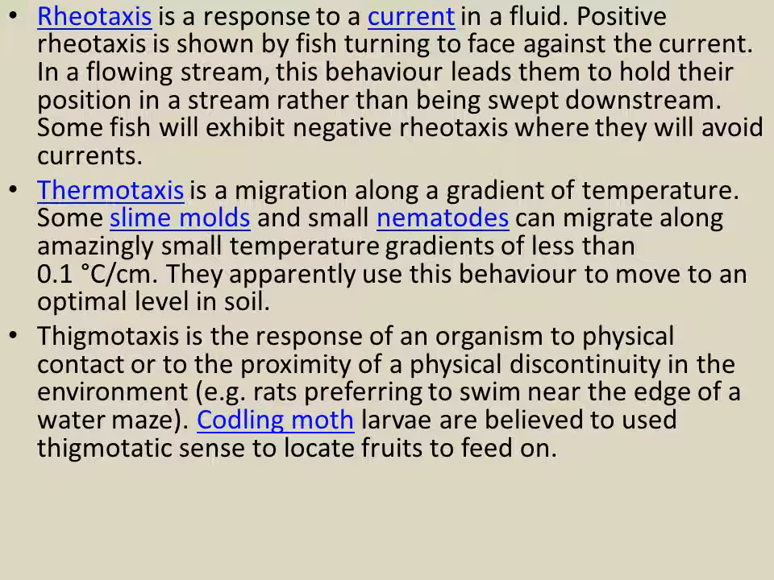Thermotaxis. This is a migration along a gradient of temperature. Some slime molds and small nematodes can migrate along amazingly small temperature gradients of less than 0.1 degree per centimeter. They apparently use this behavior to move to an optimal level in soil. So, you see, this is the behavior which we can see in nematodes.